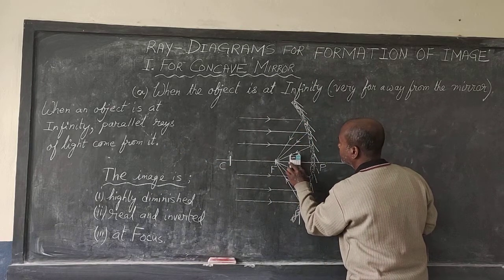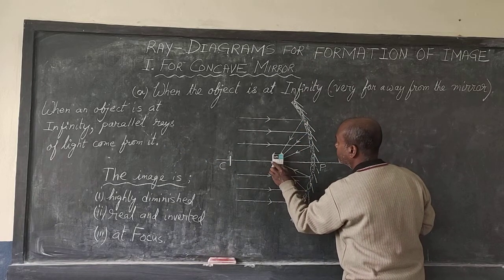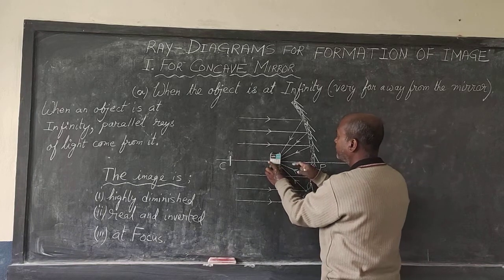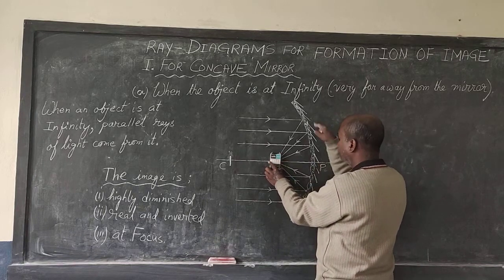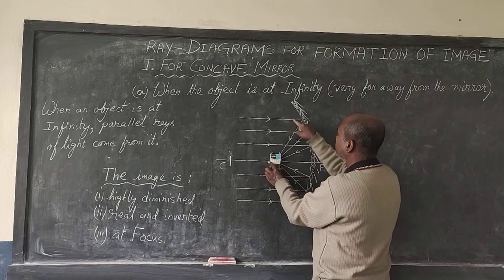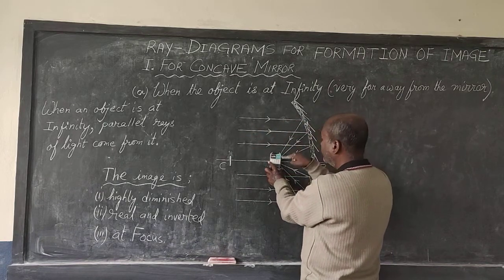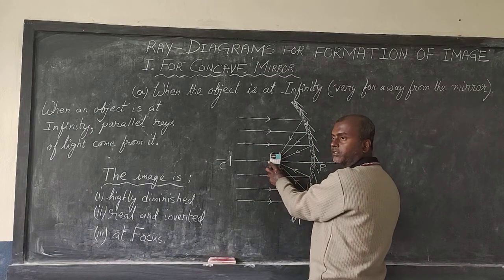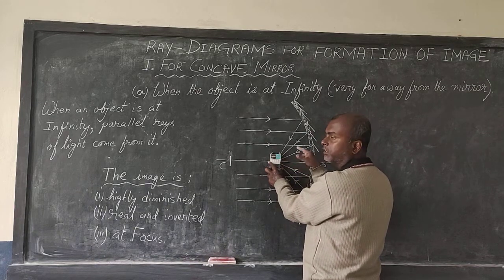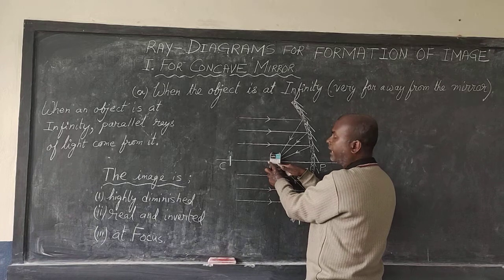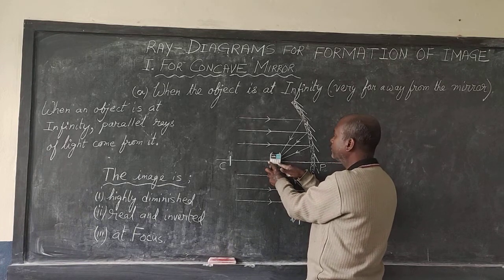Then I keep on changing the position of this paper. As soon as I bring it towards the focus of this concave mirror, at the focus what happens? The image of the sun will be focused on the focus. The image of the sun will be focused at the focus, and I have kept the paper also on the focus.